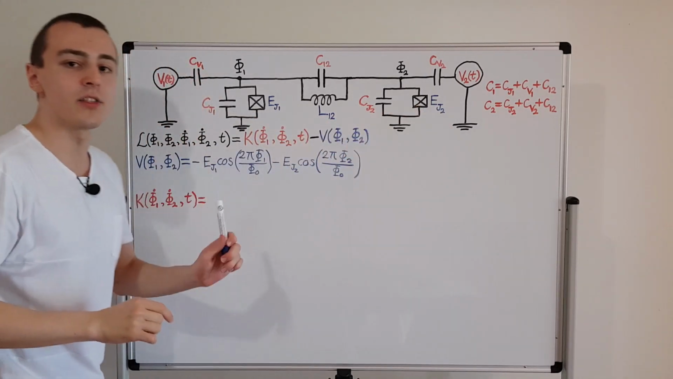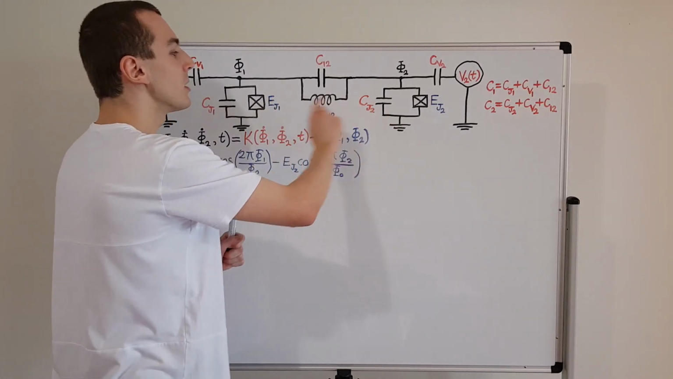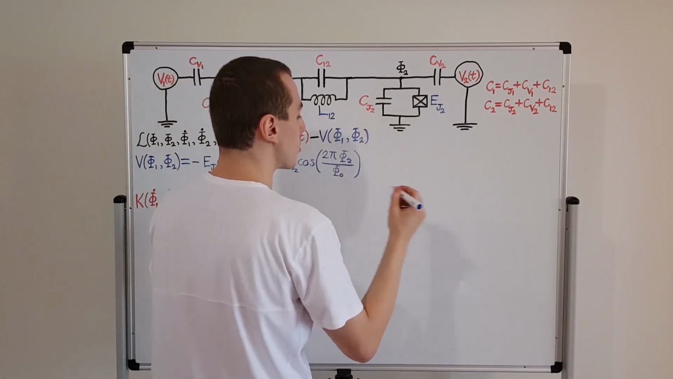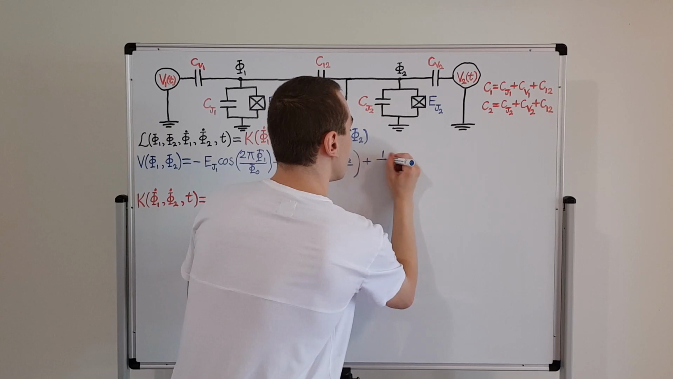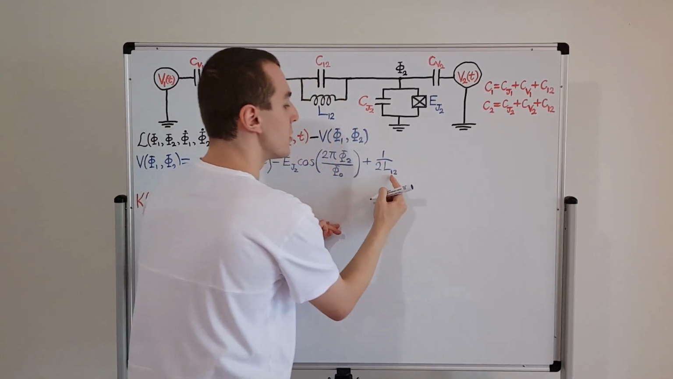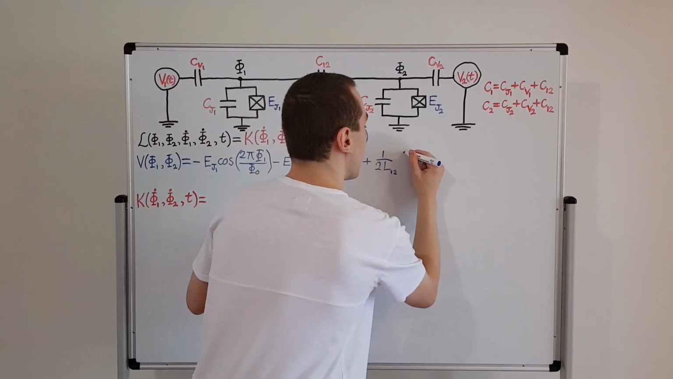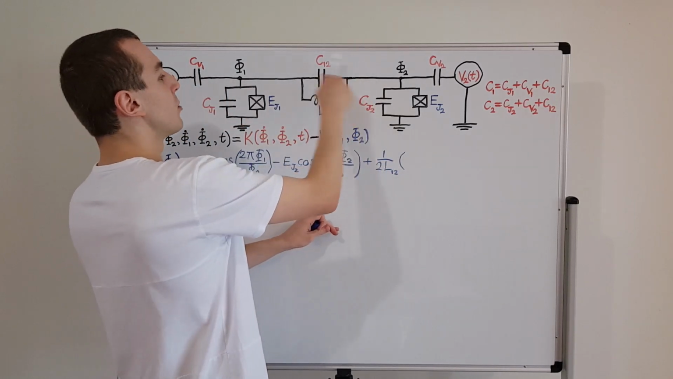There is also another contribution to the inductive energy. That is this coupling over here, the coupling between the two oscillators. And the form of this is quadratic. So what we have is plus 1 on 2L12, where L12 is the inductance between these two oscillators. And then we want to take the difference of the flux between these two nodes.